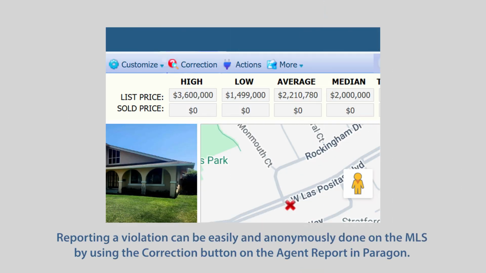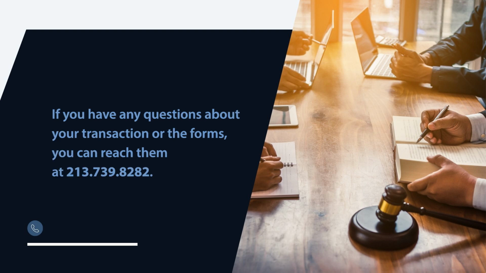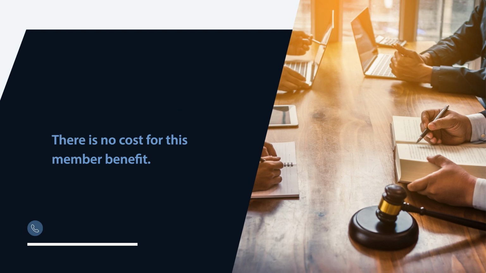Reporting a violation can be easily and anonymously done on the MLS by using the correction button on the agent report in Paragon. And remember, as a Realtor member you have access to the CAR legal team. If you have any questions about your transaction or the forms, you can reach them at 213-739-8282. There is no cost for this member benefit.